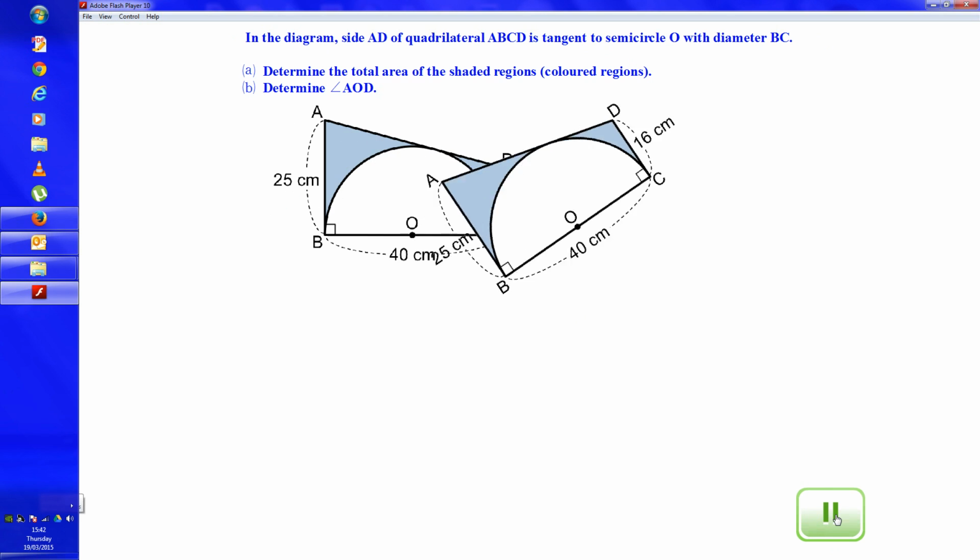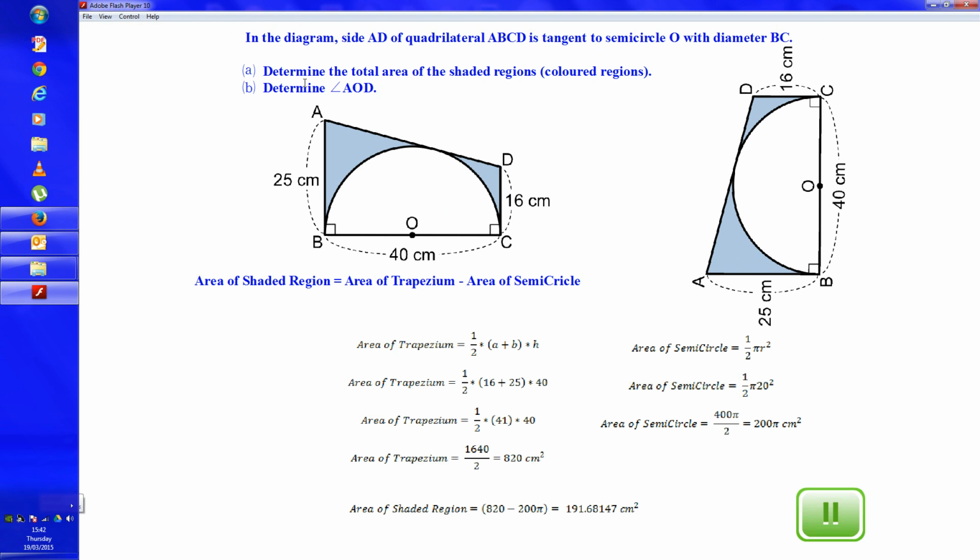Here we go. Just going to stop it there for a second. Let's read what we have to do first. In the diagram, side AD of quadrilateral ABCD is tangent to semicircle O with diameter BC. Side AD there is tangent to the semicircle, which is here, with center O here and a diameter BC, diameter of 40 centimeters.